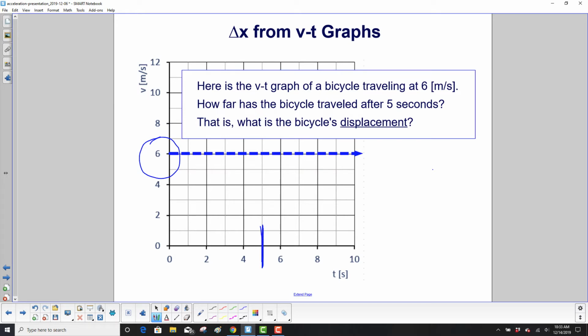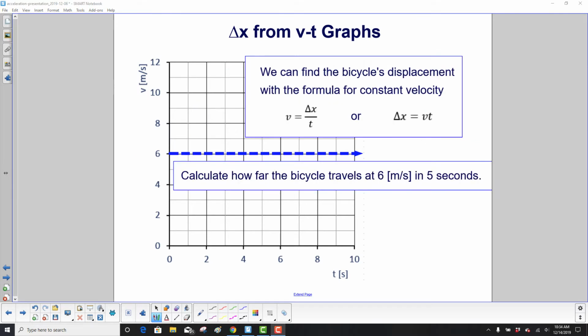Well, we know when we took the slope of the line, we found the acceleration, which was 0. What else can we do with that line? We can actually find the bicycle's displacement, which is its final position minus initial, with the formula for constant velocity. And you might say, well, how is that going to work? Well, here's our formula. V is equal to delta x over t. Let's multiply both sides by t. Okay, we undo the division by t, move the equation left to right. We have delta x is equal to vt.